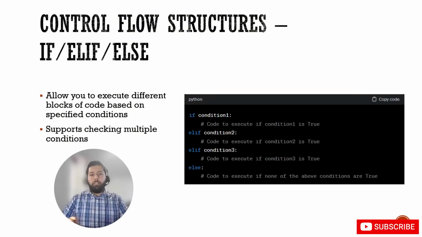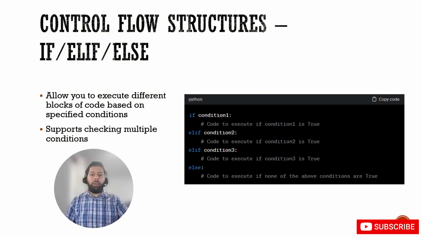Okay, so control flow structures: if, elif, else. This allows you to execute different blocks of code based on specific conditions. So you can check multiple conditions. With if statements, you can have as many conditions as you want. As we saw on the previous slide, that was just an example of a control flow, but specifically the if, elif. Elif, think of it as else if, right? So either this or this or this or that. That's what it would sound like if I were to translate it into pseudocode.